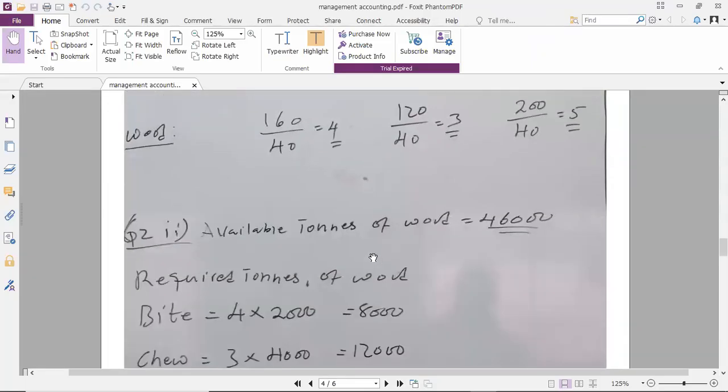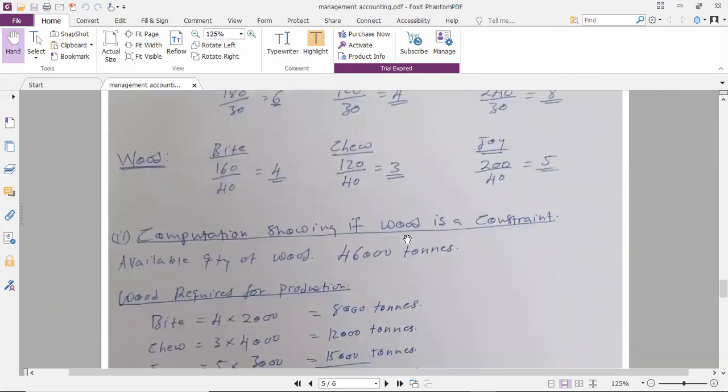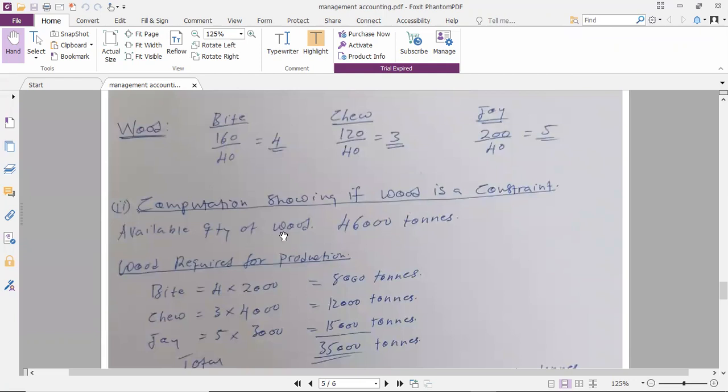Then the question is also asking you, is wood a constraint? If yes, show the computation. If no, show the computation. In an attempt to determine if wood is a constraint, you show the computation. So now we are being told that the available quantity of wood in the month is 46,000. That is the total quantity of wood available for the month of February, 46,000, and that is what you can use to do your production.